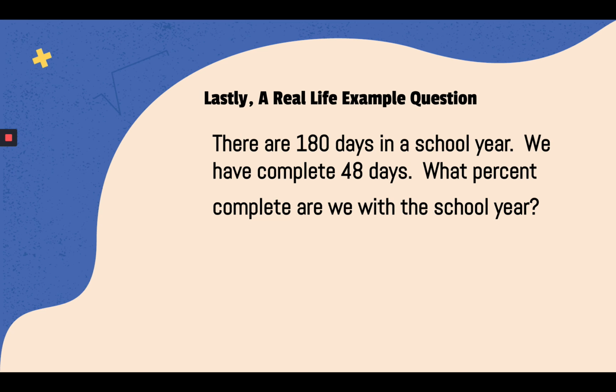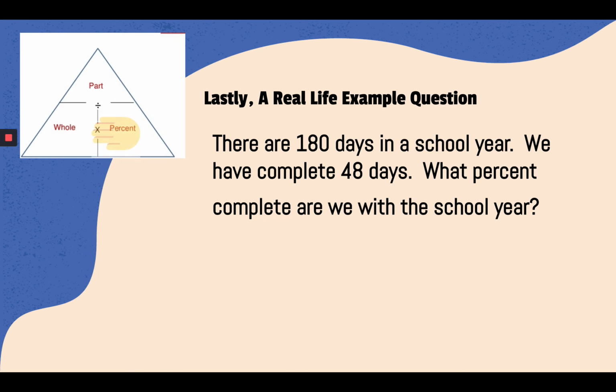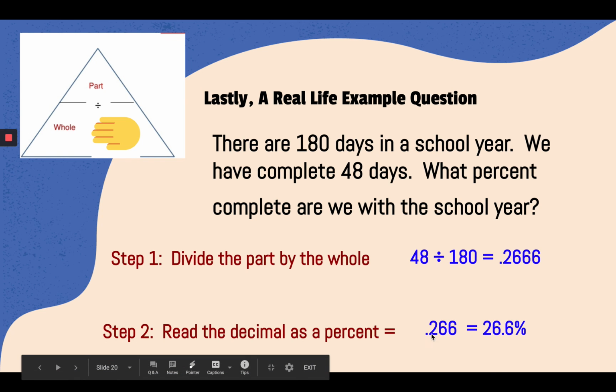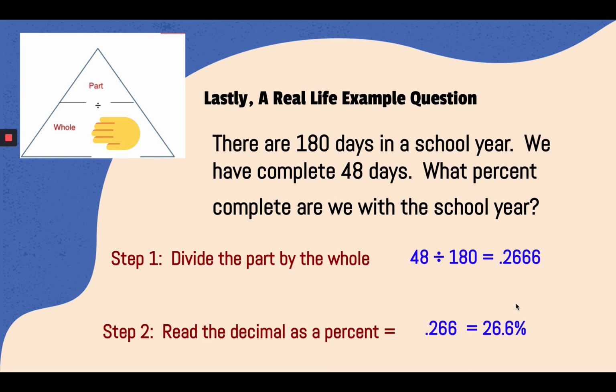That's actual truth. Yesterday, Monday, was day 48. So cover up what we're looking for. Divide the part by the whole. 48 divided by 180. We get 0.2666666, etc., which I'm going to round. I'm going to move my decimal over twice. Boom, boom. And I'm going to say we're about 26.6% of the way through the school year. That's crazy. We're already 1/4 of the way done with your 6th grade year.